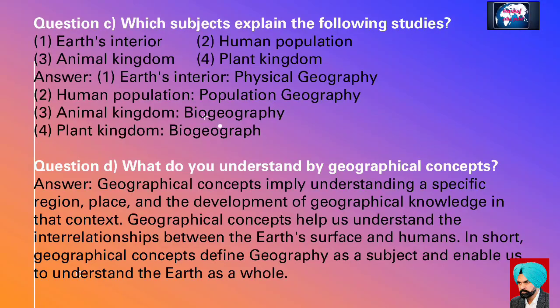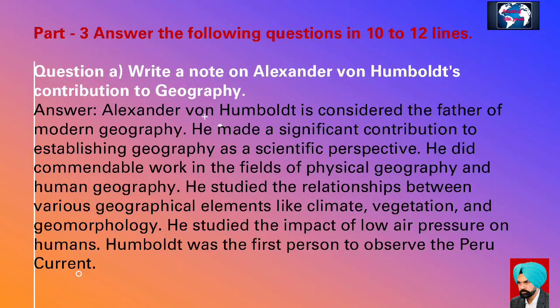Part 3. Answer the following questions in 10 to 12 lines. Question A. Write a note on Alexander von Humboldt's contribution to geography. Answer. Alexander von Humboldt is considered the father of modern geography. He made a significant contribution to establishing geography as a scientific perspective. He did commendable work in the fields of physical geography and human geography.